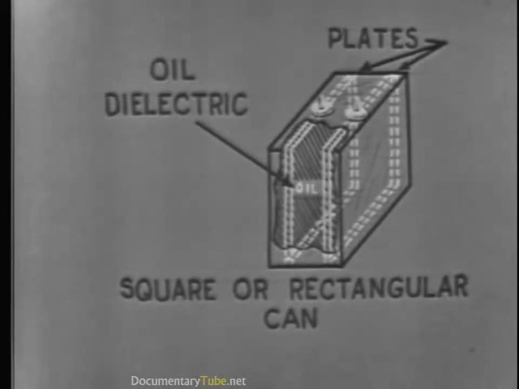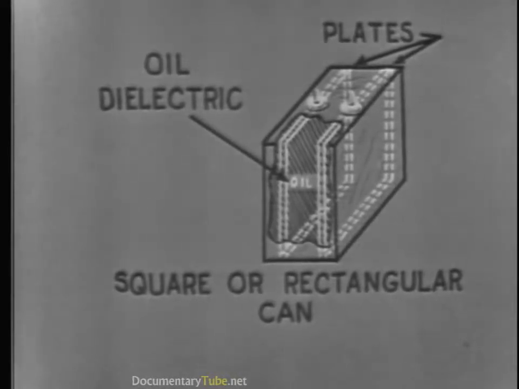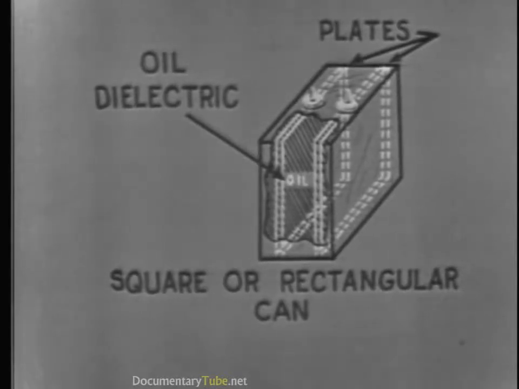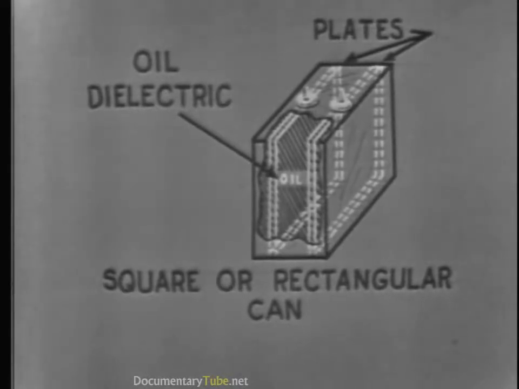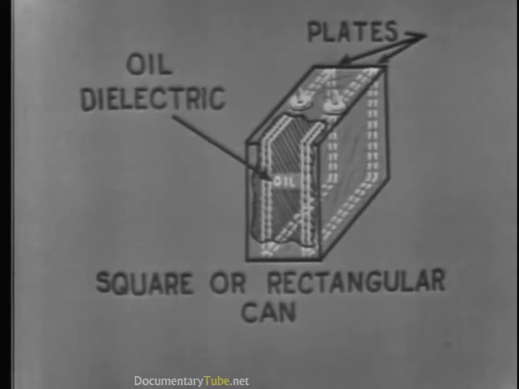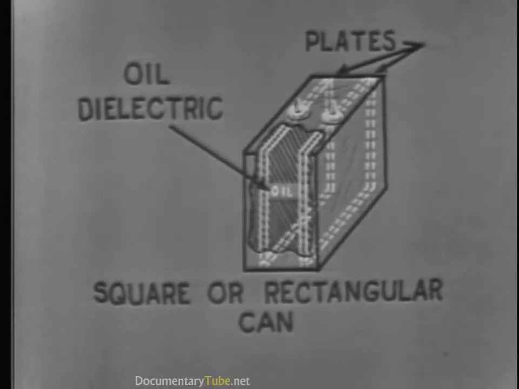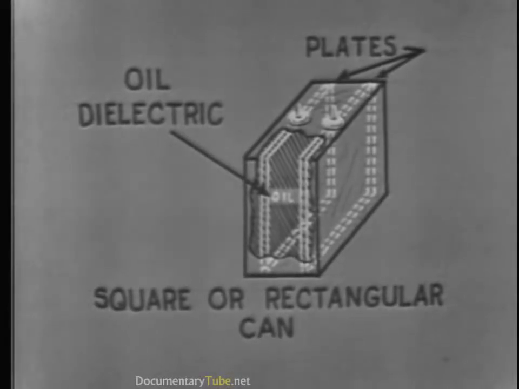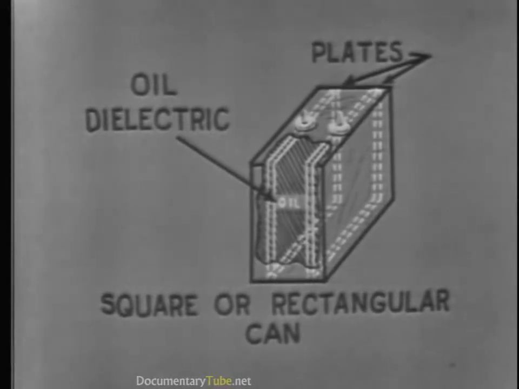Now, there's one other capacitor in a metal can which we should discuss. This one takes the shape of a square or rectangle. The square or rectangular capacitor uses oil for a dielectric. The oil dielectric capacitor provides all the advantages of the electrolytic type. That is, it has the same large capacitance and is reasonably small in size, and in addition, it has one very important advantage over the electrolytic capacitor. You'll notice that there are no polarity markings on the can. It is not polarized and can be used in both DC and AC circuits.